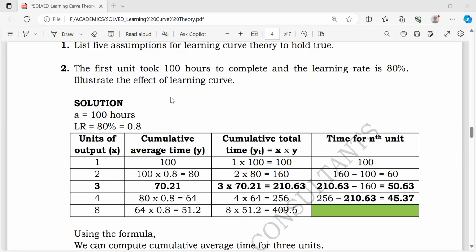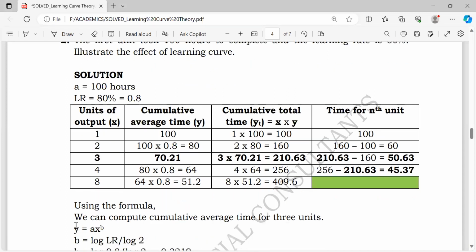All right, this is learning curve theory, and let's take a look at this example. We just need to see an illustration of the actual learning curve formula, which is here. You can see the learning curve formula, y equals ax to the power of b, where y is the cumulative average time, x is the cumulative units of output, and a equals the time taken to produce the first unit, while b is the learning index or learning coefficient.